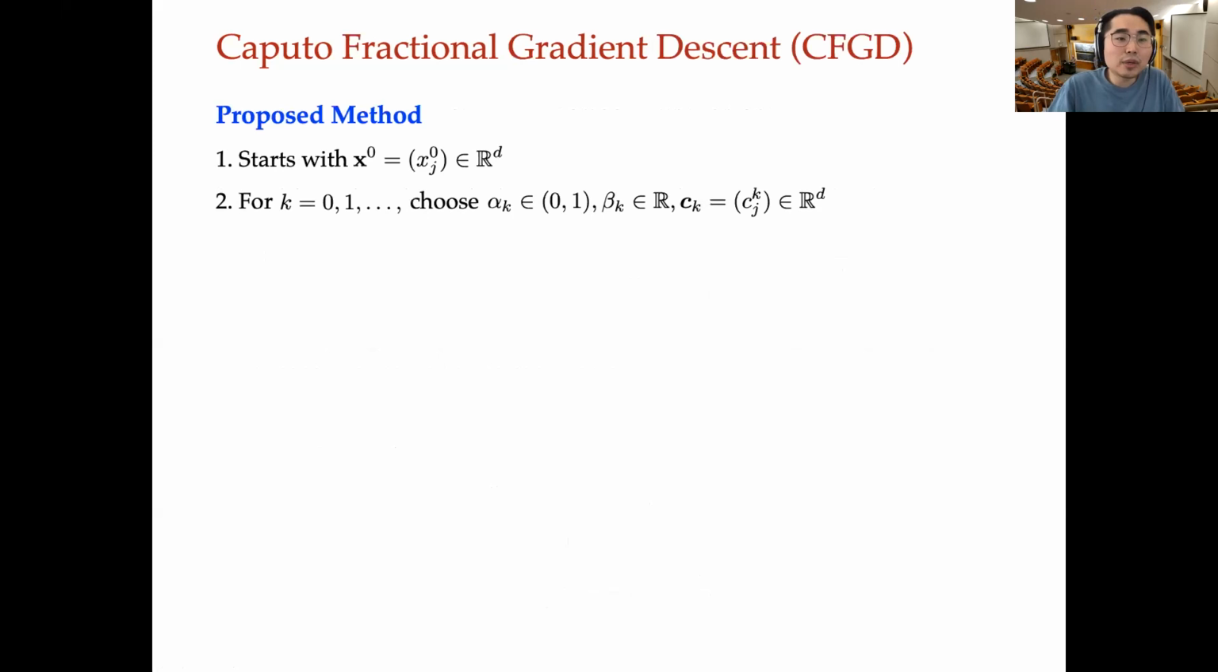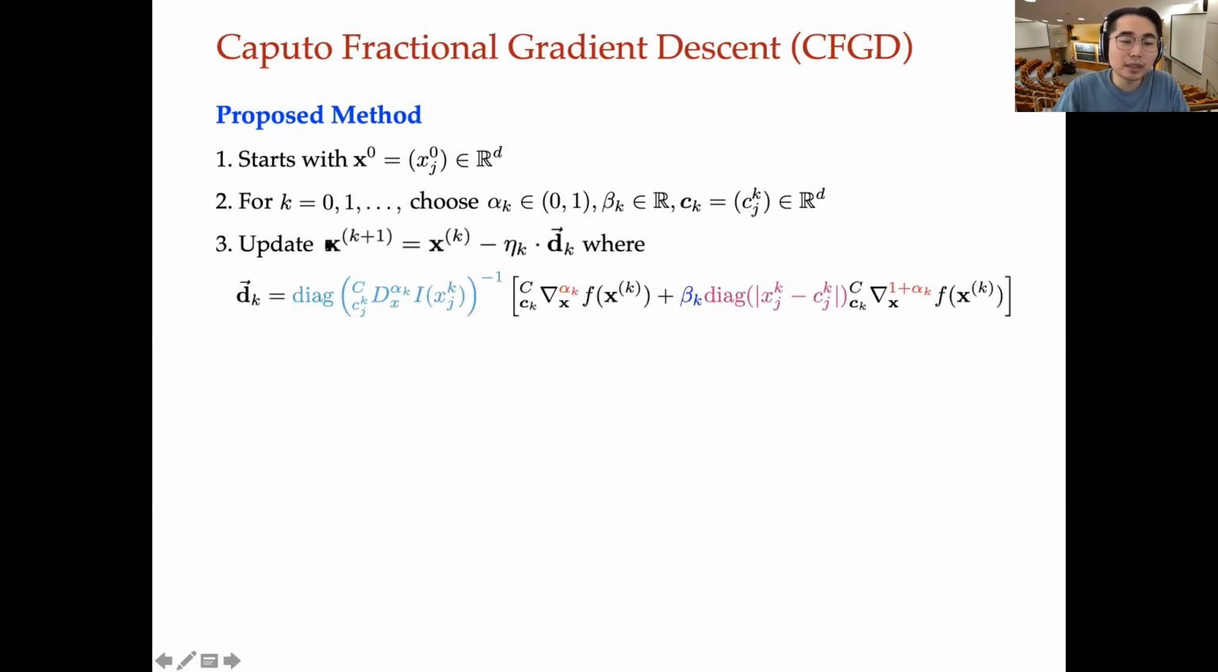Then with that, we are now ready to present our proposed method, Caputo fractional gradient descent. Starting from an initial point x0, for every iteration, we need to choose 3 parameters. This is a generic version. Once you identify what alpha, beta, and ck to use, you get a specific version of the Caputo fractional gradient descent. But this is a generic version.